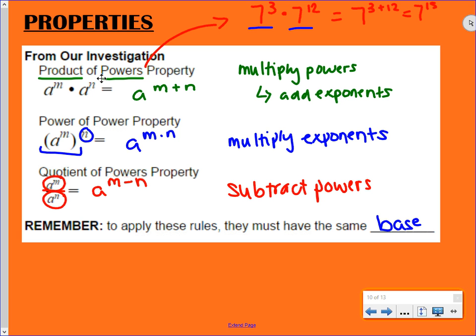However, if we had the example of 8 to the 2nd power times 9 to the 3rd power, we can't apply the rule because they do not have the same base. So you must make sure they have the same base, then you can apply the rules.